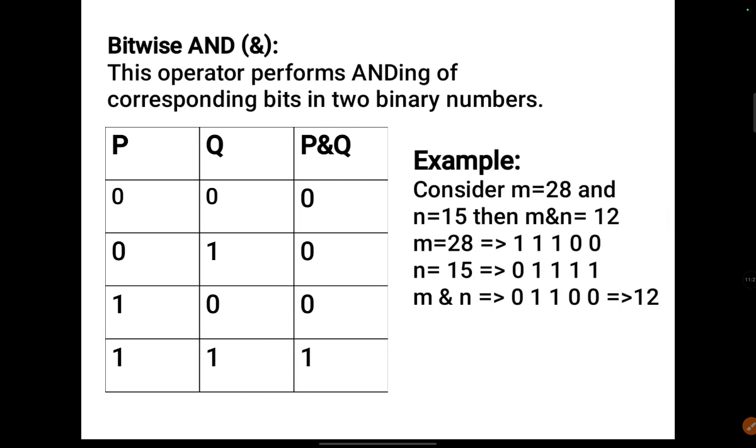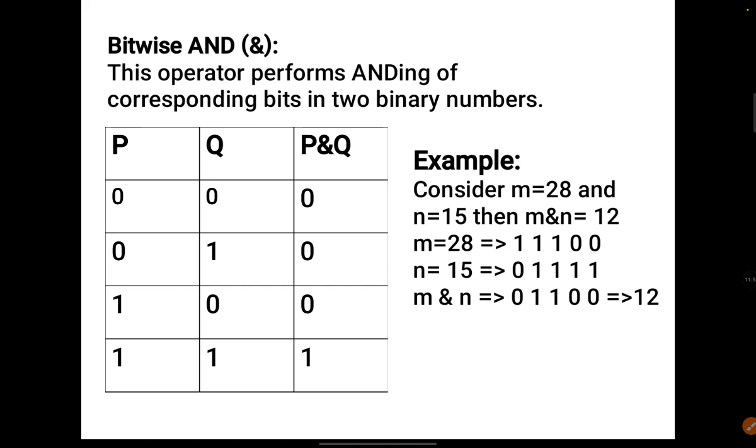Bitwise AND operator: these operators perform ANDing of corresponding bits in two binary numbers. This is the bitwise AND table. Both are 0, it gives 0. If one is 0 and another one is 1, it gives 0. One is 1 and another one is 0, it gives 0. If both are 1, it gives 1.